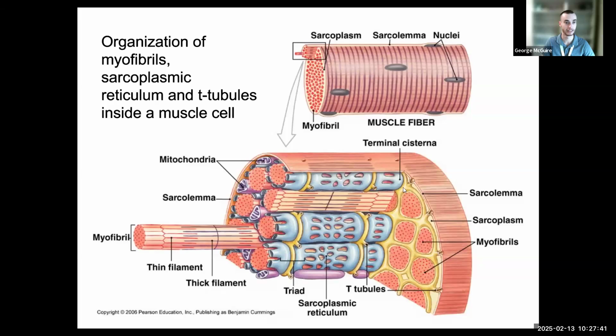So what looks like these little yellow tubes running through here, that is an extension of that sarcolemma, the transverse tubules. And so we have this large network of transverse tubules essentially going around all of the myofibrils, those little bundles of protein filaments.